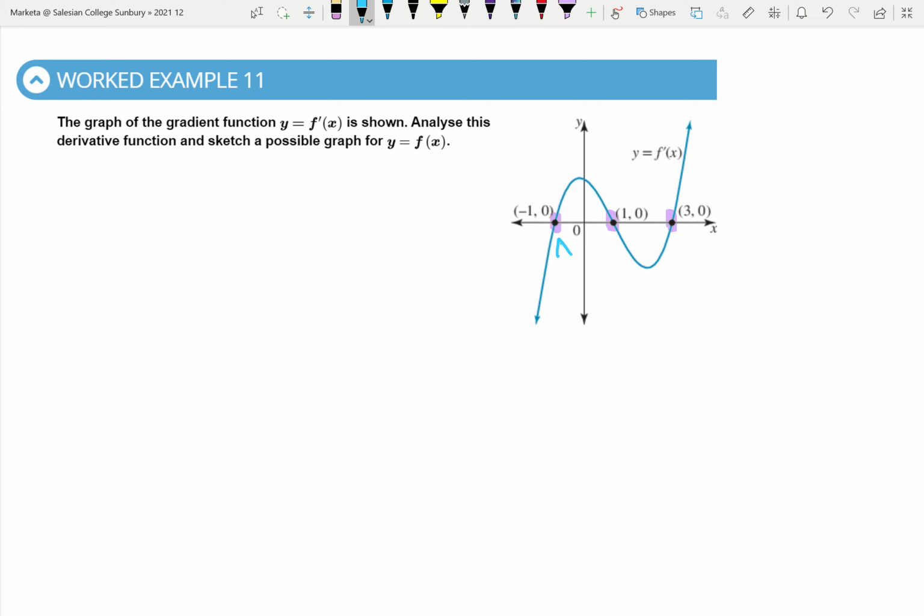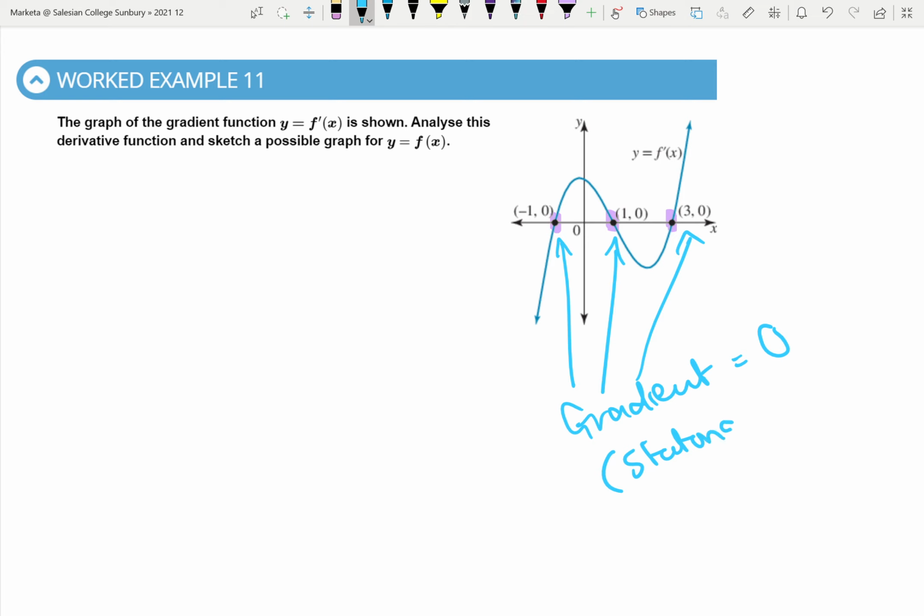So here, this is where the gradient is 0. Gradient equals 0 on those points. So in terms of the y graph, they will be either a maximum, a minimum, or a point of inflection. So these will be stationary points, because stationary points exist when the gradient equals 0.